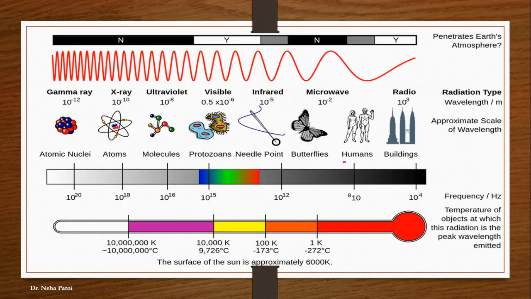Now let us see what we understand by electromagnetic spectrum. The electromagnetic spectrum, as you can see here, is nothing but a wave. As I said, EMR can also be considered as a wave. If the wave is passing like this, this is the crest and this is the trough. The distance between two crests or any two troughs is known as the wavelength of the particular radiation.